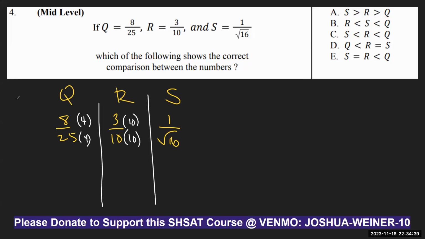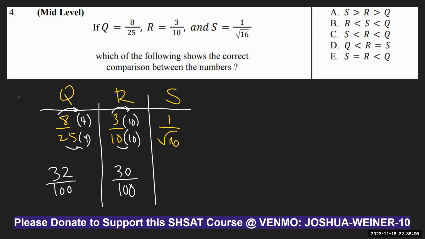All right, we're not going to talk about S for the moment, but make both of the denominators 100. 25 times 4 is 100 in the denominator. 10 times 10 is 100 in the denominator. But for the equivalent fraction, you multiply by the same number. 25 times 4, so we must do 8 times 4, which is 32 hundredths. 3/10 expressed as hundredths, multiply the top by 10, it's 30.